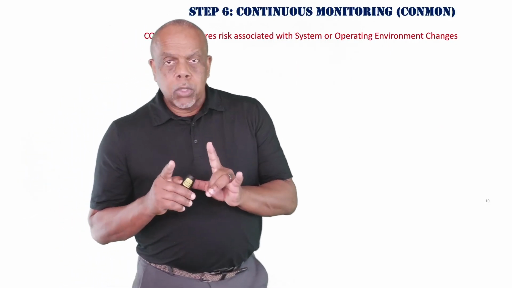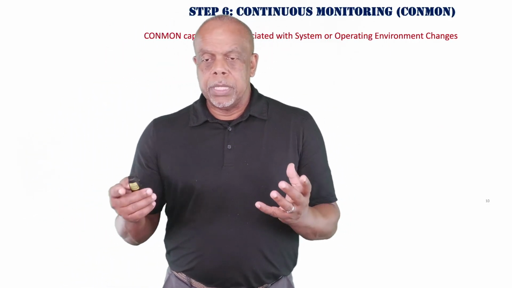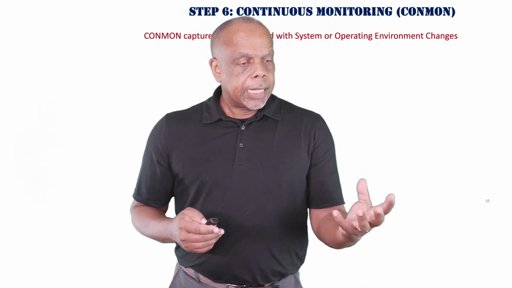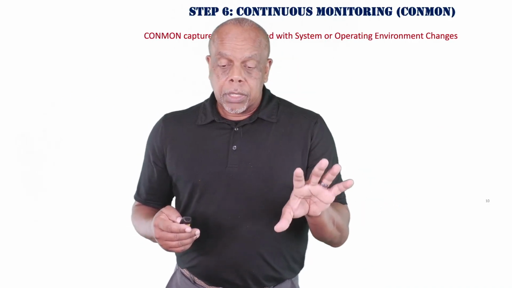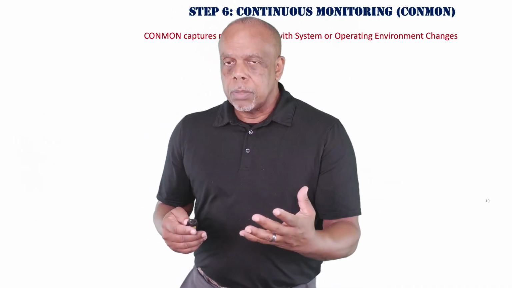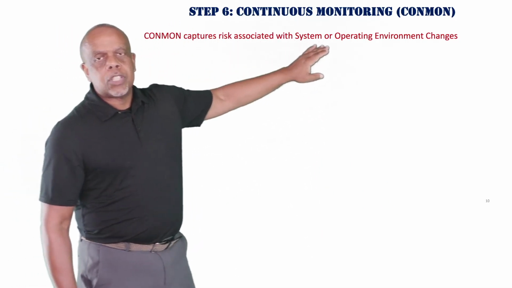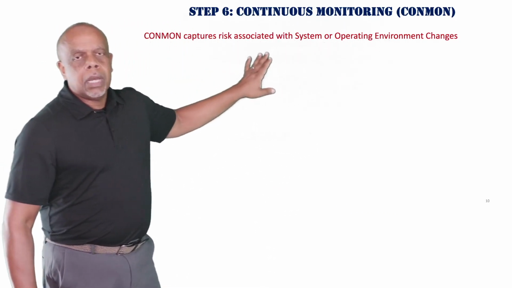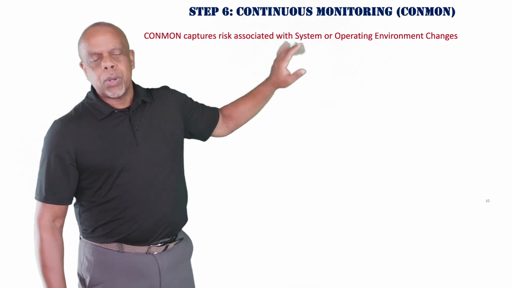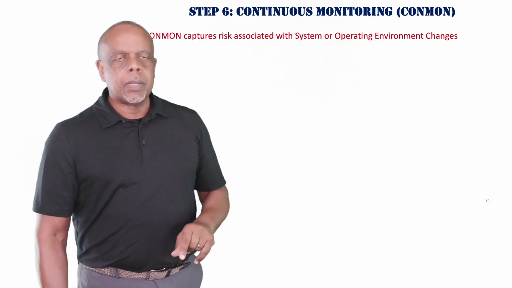One other thing that we do with ConMon, okay, so there's really two pieces to ConMon. We're looking at day-to-day operations and ensuring that the control set is working, and we're continuously monitoring those. The second part is if there's something that has changed in the operating environment, something that has changed the risk profile. Let me show you what I'm talking about, okay.